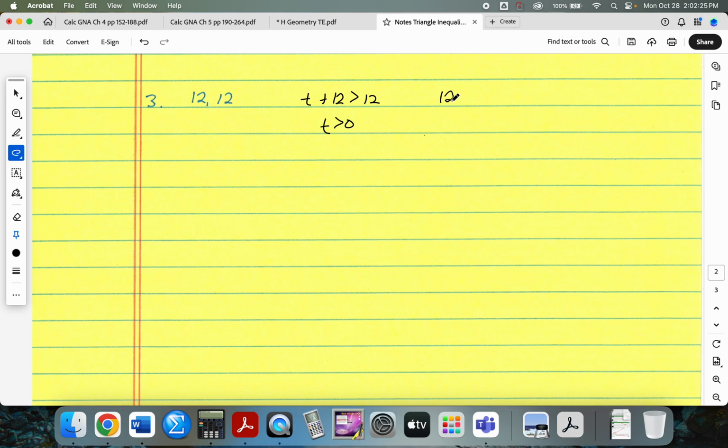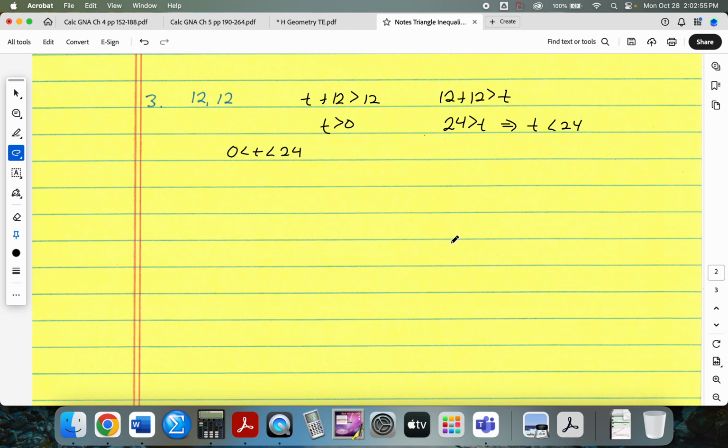If T is the big side, the two short sides are both 12. So we get that 24 is greater than T, or if you prefer, T is less than 24. So that means that T is in between, not including, 0 and 24.